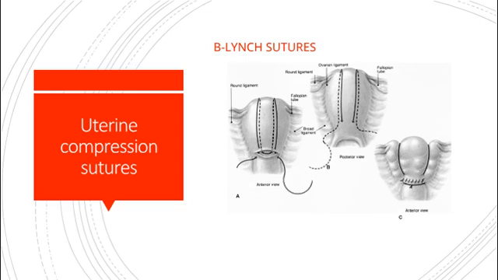One technique for placing compression sutures, called B-Lynch sutures, is illustrated here. As seen in diagram C, tying the sutures compresses the uterus. This blocks flow through the vessels in the uterus to decrease bleeding.